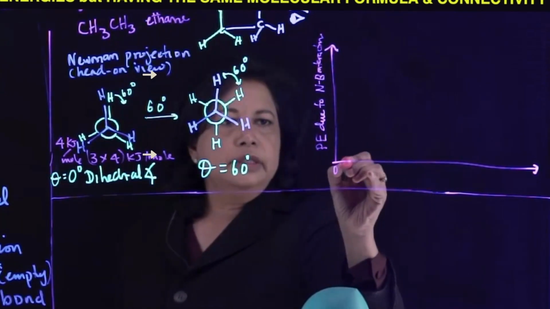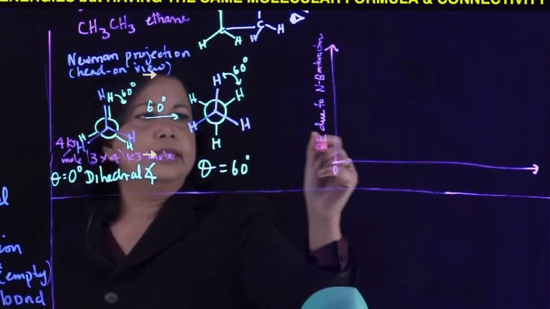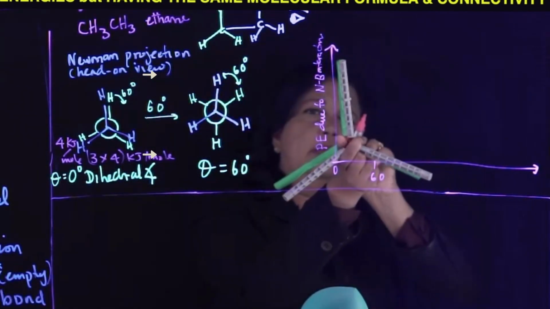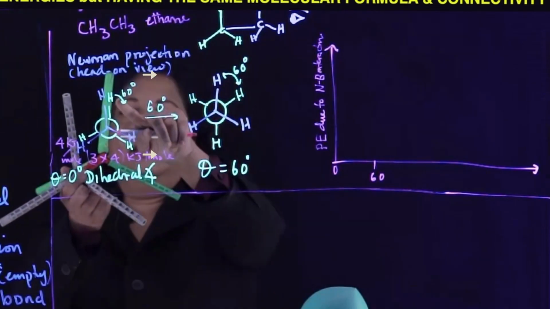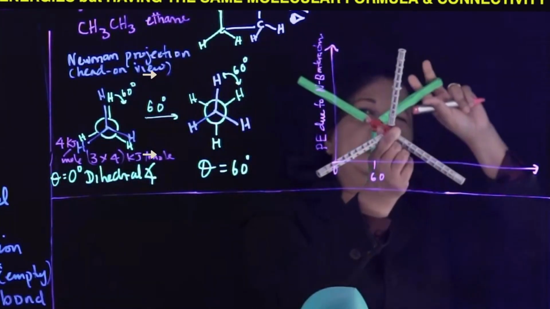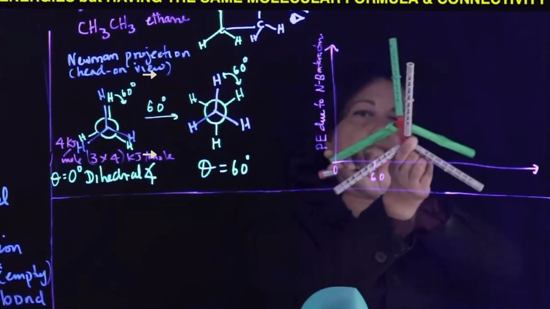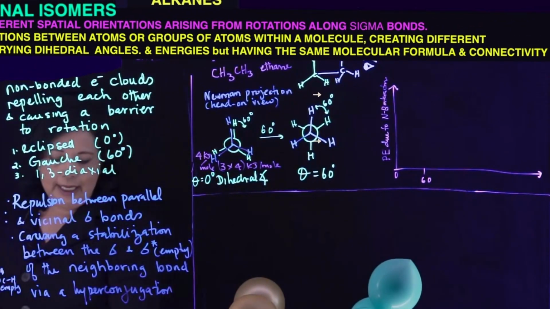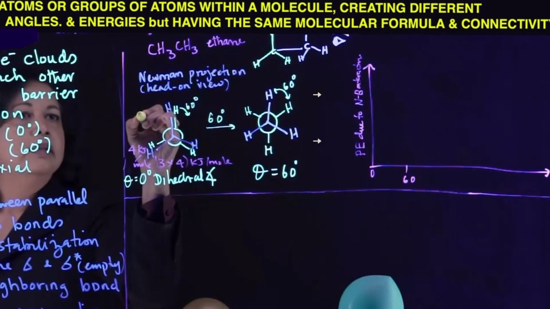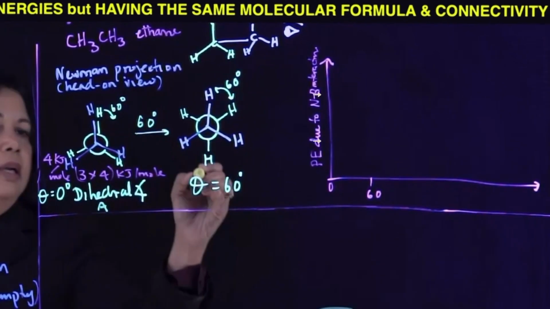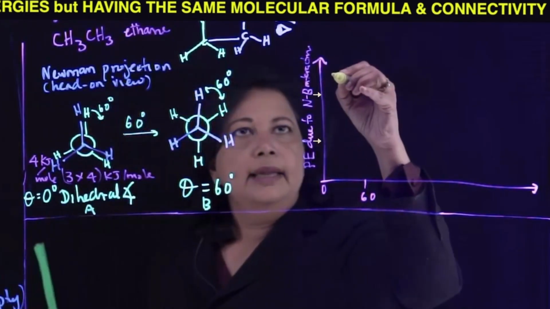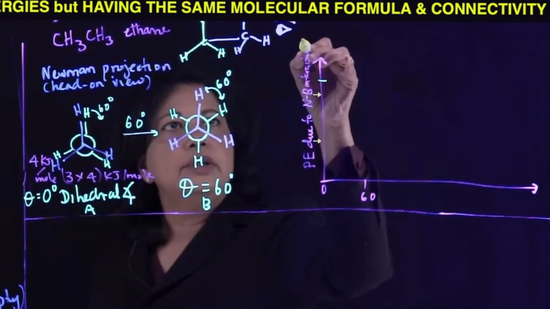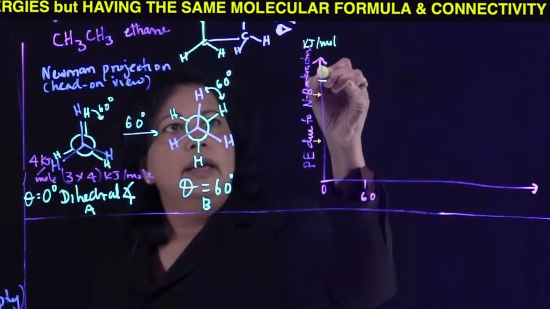So you are going to start, let's say this is 0, then this is 60. Then if I rotate it again, you're going to go through the same eclipsed. Then it gets staggered. Then eclipsed, staggered, eclipsed, staggered. So this is going to repeat over and over again. So if I, let's say, label this molecule A, and this molecule B, you will see A would be high energy, 12 kJ. So this is kilojoules per mole, and this will be 12.